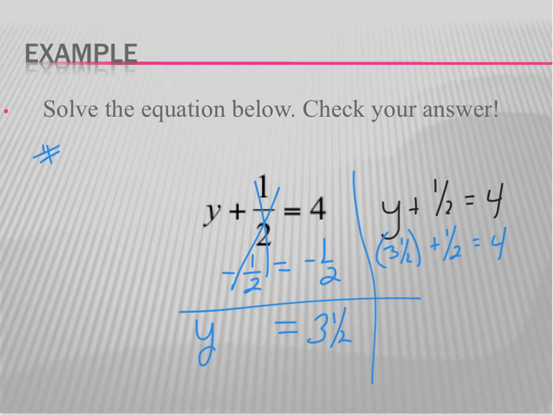To check this answer, you can see that I put 3.5 in place of the y. 3.5 plus 1/2 equals 4. That is a true statement, so 4 does equal 4. And that verifies that our y value is 3.5.